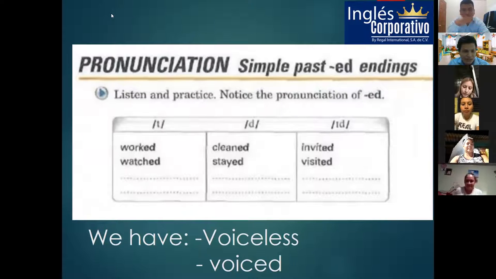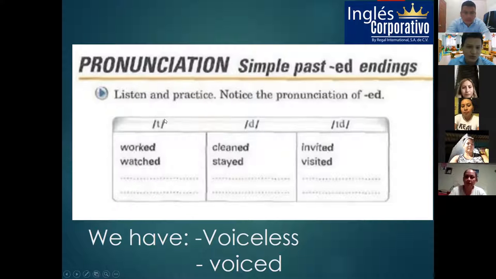Okay, students, let's see. Did you remember that yesterday class we were talking about how to pronounce these past verbs? ¿Cómo pronunciar estos verbos? En este caso, algunos suenan con T, otros suenan con D, y otros suenan con id. ¿Cómo así? How come? Let's see. Cuando tenemos esta T, the sound will be voiceless. We have two sounds. Tenemos dos sonidos. Los voiceless, what does it mean voiceless? Silencioso. Yeah, very good. Thank you, Fabricio. Silencioso, no tienen sonidos. Muy bien.